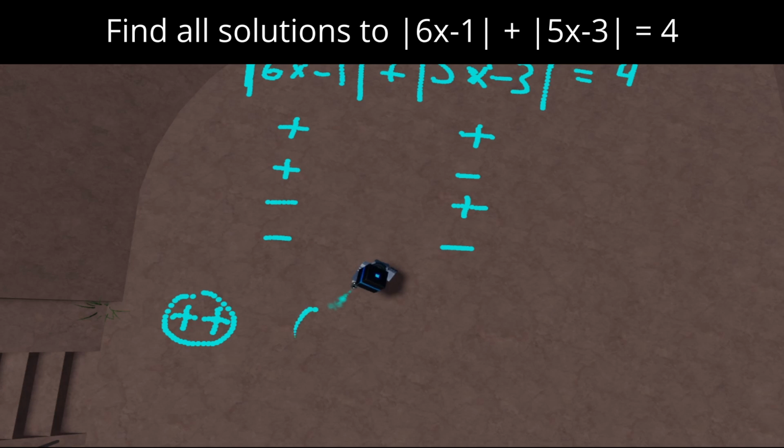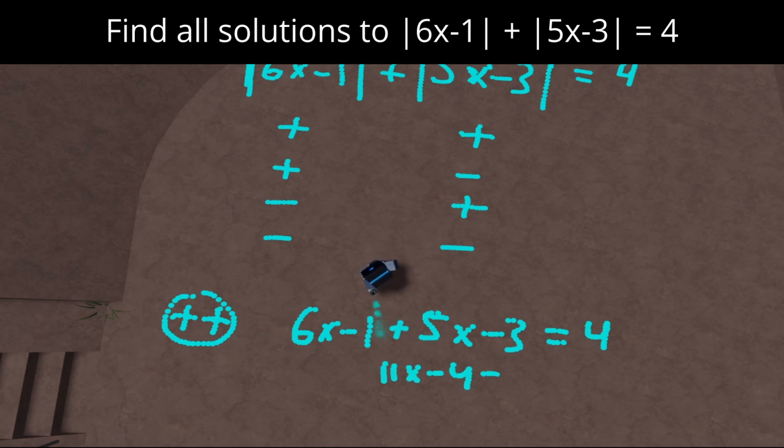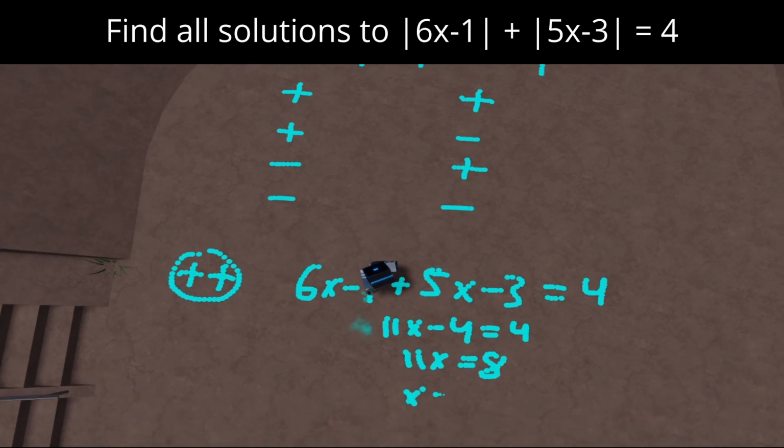So here we have |6x - 1| + |5x - 3| = 4. I'm just going to quickly solve this. This is 11x - 4 = 4. If I add 4 to both sides, that's 11x = 8, and that gives me x = 8/11.